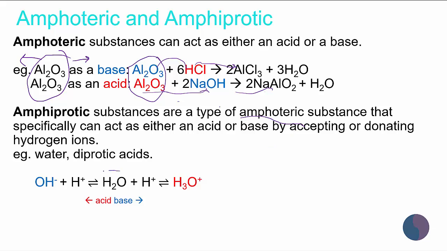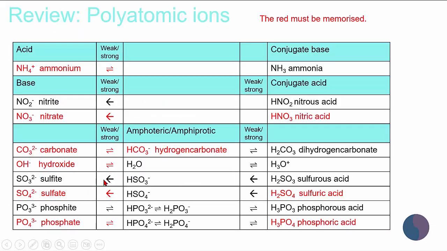Now, the most common one is water, because water can either accept a proton to be a hydronium ion, so it's acting as a base, or it can break off and give the hydrogen ion, so it's acting as an acid. So water is the most common amphoteric, which is also an amphiprotic substance.